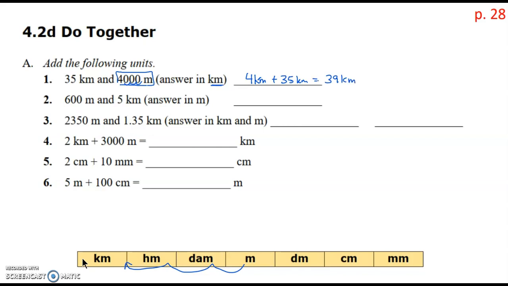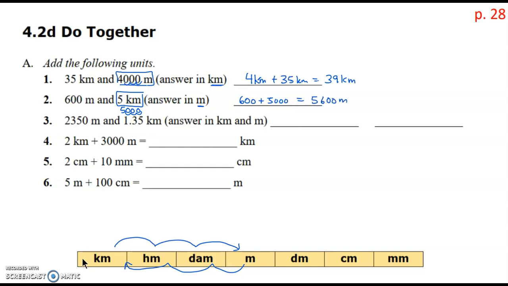For number 2, we're going to add meters and kilometers. They want the answer in meters. So this time we're going to convert the kilometers to meters. So we're going to go the other way. 1, 2, 3 decimal places to the right. So we're going to take the 5 and add 3 zeros. Quick multiplication by 1,000. So this will be 600 plus 5,000. So we will have 5,600 meters.